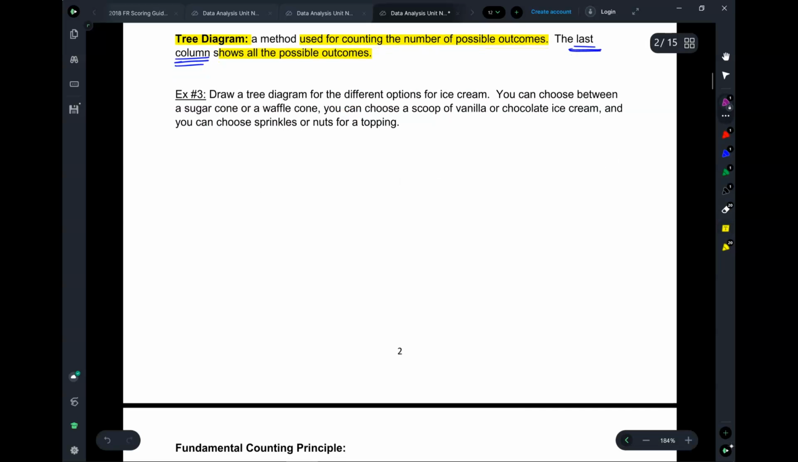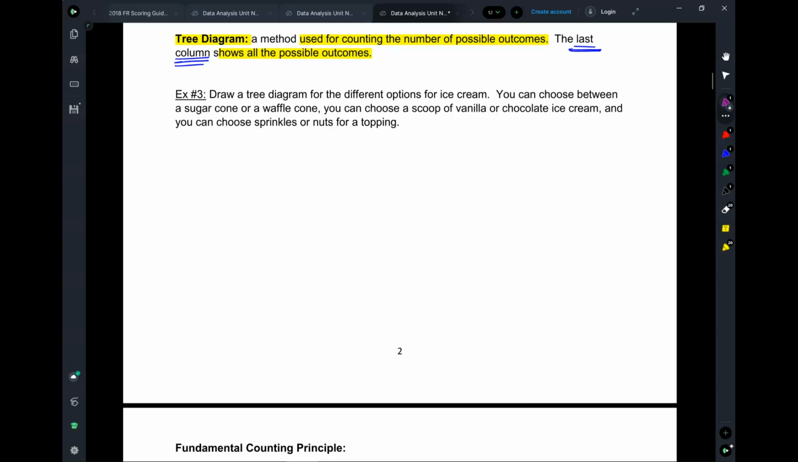Well, I'll tell you. We're going to draw a tree diagram for the different options of ice cream. You can choose between a sugar cone and a waffle cone. All right? You can choose a scoop of vanilla or chocolate, and you can choose sprinkles or nuts for a topping. So lots of possibilities. You can get a sugar with vanilla and nuts, or you can get sugar with chocolate and nuts, right? So many possibilities. So here's how we do it.